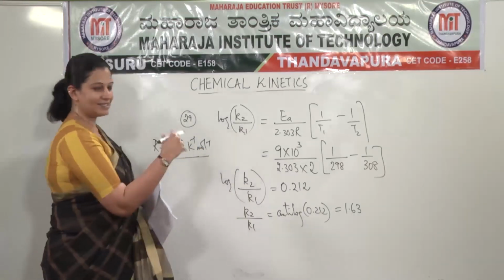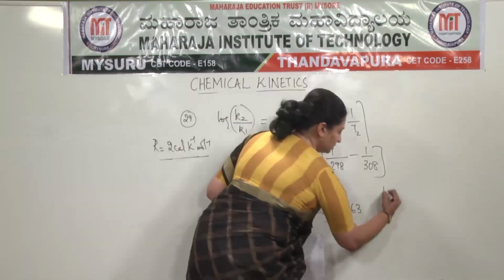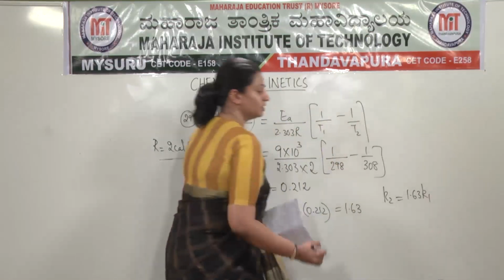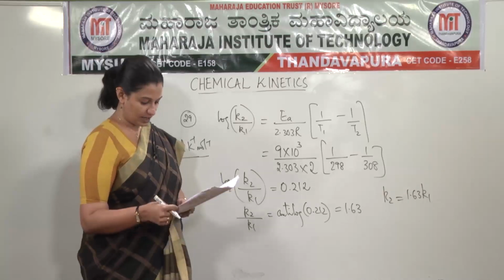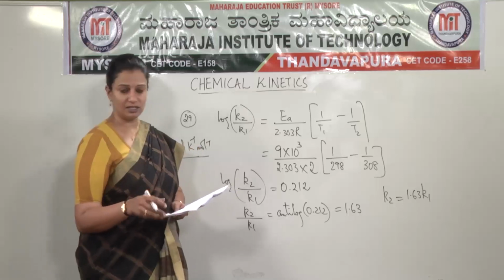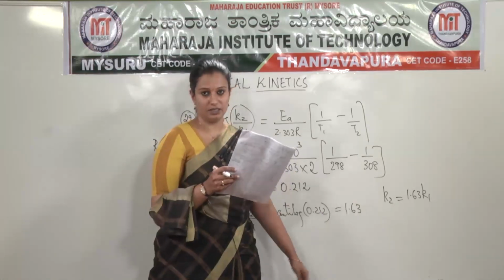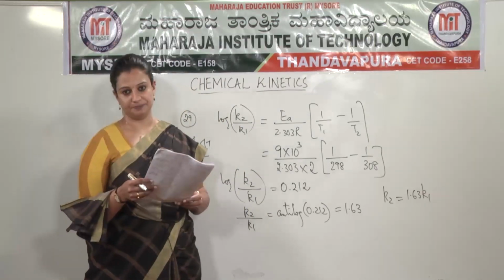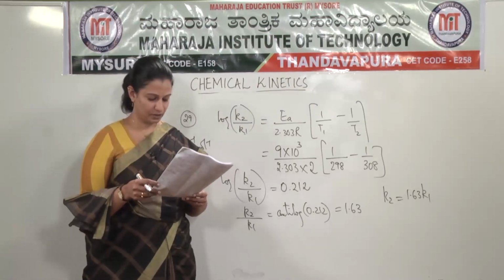So how much has it increased? K2 is equal to 1.63 K1. So the increase is 0.63. So the activation energy given, the increase in rate constant is how much? The increase in rate constant will be 63%. Option B.